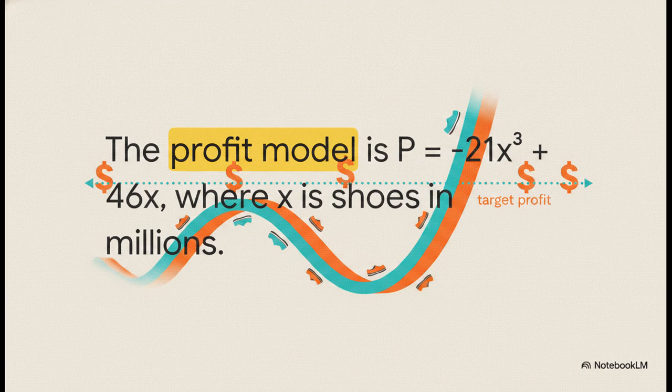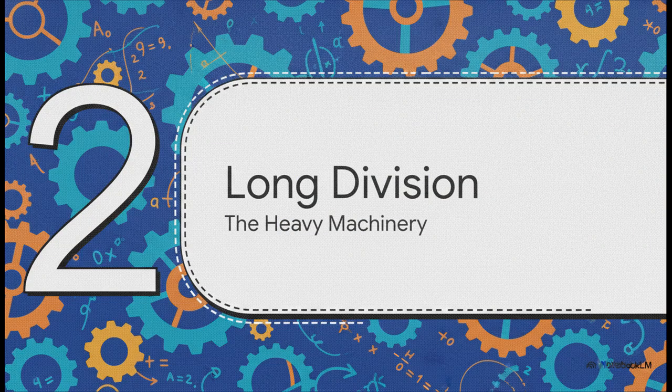But since this is a cubic function, it's got a curve to it. It's not a straight line. That means we need to find another value for x somewhere along that curve that also lands exactly on our $25 million target. Moving on to Section 2, polynomial long division, the heavy machinery.